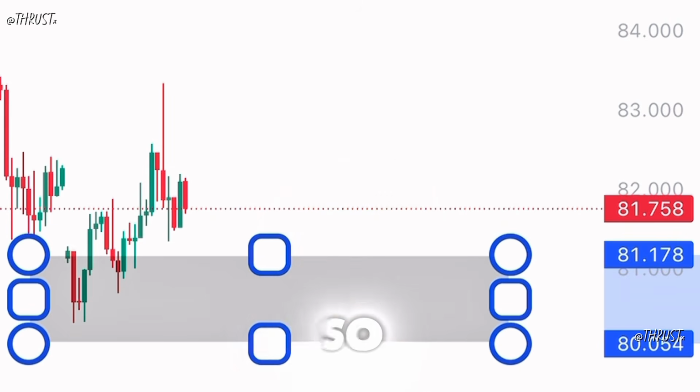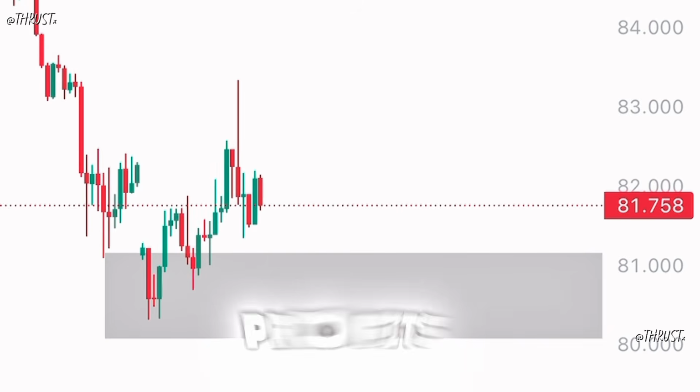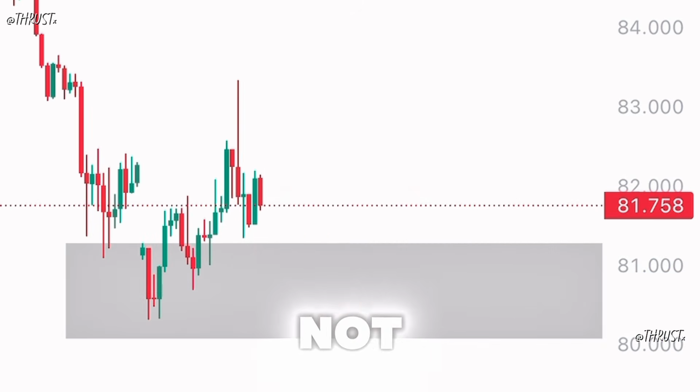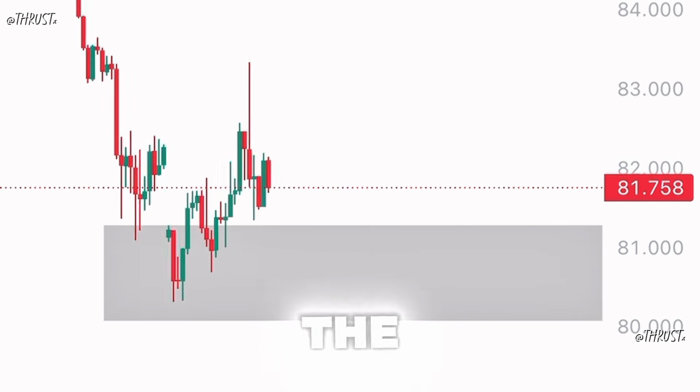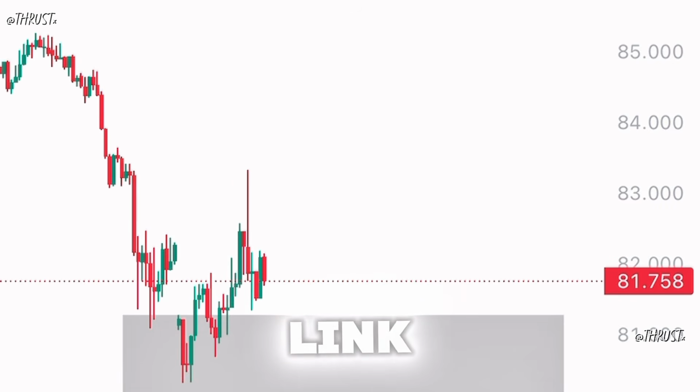from there. Okay, so to make sure you utilize this to make your profits, you need to have a high leverage account, not those ones with a very high spread. Okay, so you can go in the description, you can open one. I've put a link for you there.